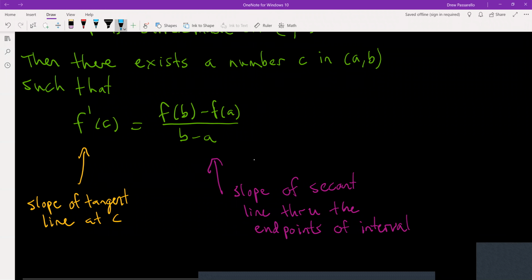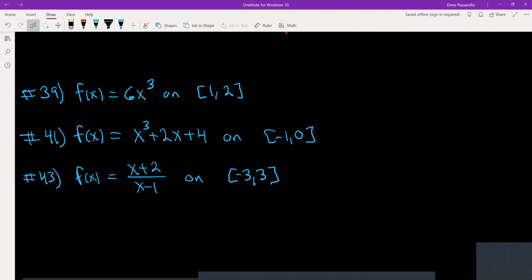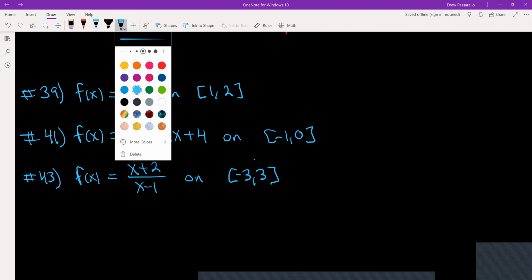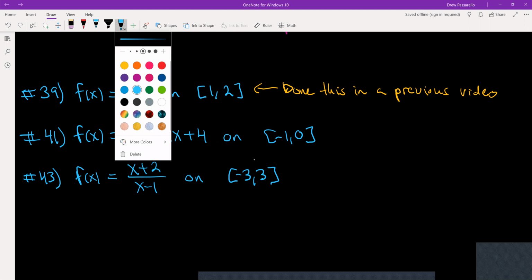All right, so that's the theorem. And we're going to apply it to these three examples. I've already done 39 in part 1, but I figured I'd go ahead and redo it. So I've done this in a previous video, but I'll go ahead and do it. All right, so number 39.